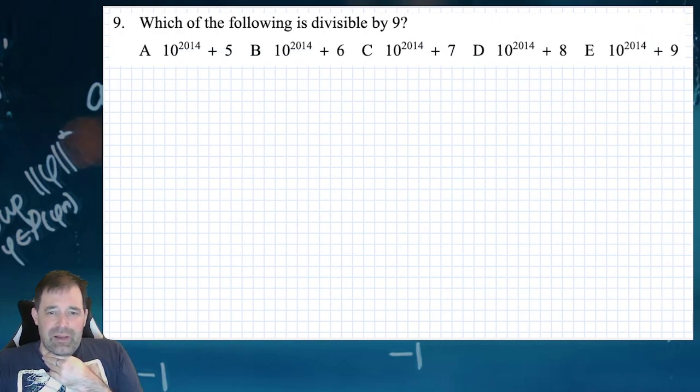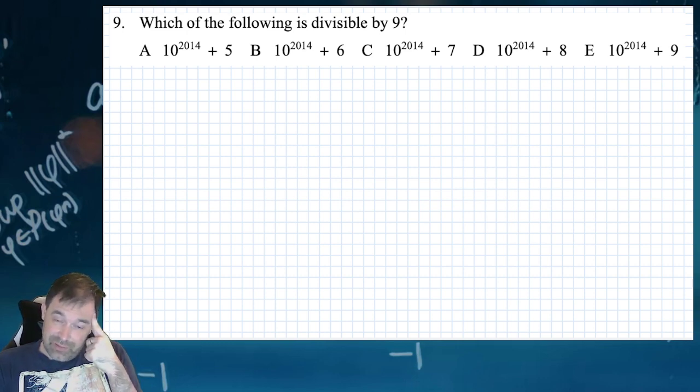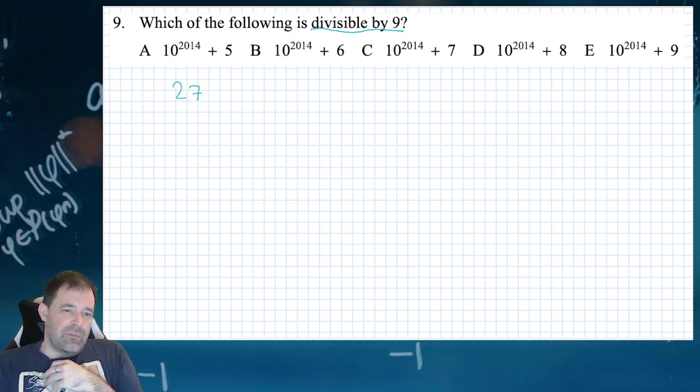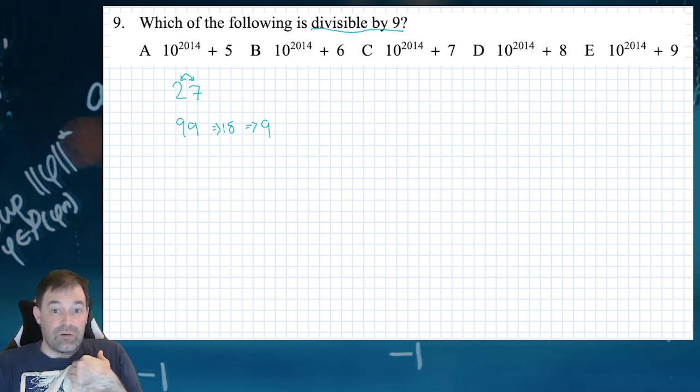Which of the following is divisible by 9? 10 to the power 2014 plus a digit. So there is a trick for divisibility by 9, and it is that the digit sum is also a multiple of 9. So for example, 27 is in the 9 times table because you can just do a quick check that 2 add 7 is 9, and that will work for any number in the 9 times table. If you had 99, you would do 9 and 9 is 18, and 1 add 8 gets you 9. So the digit sum of anything in the 9 times table adds up to 9. A digit sum is just the digits added together.